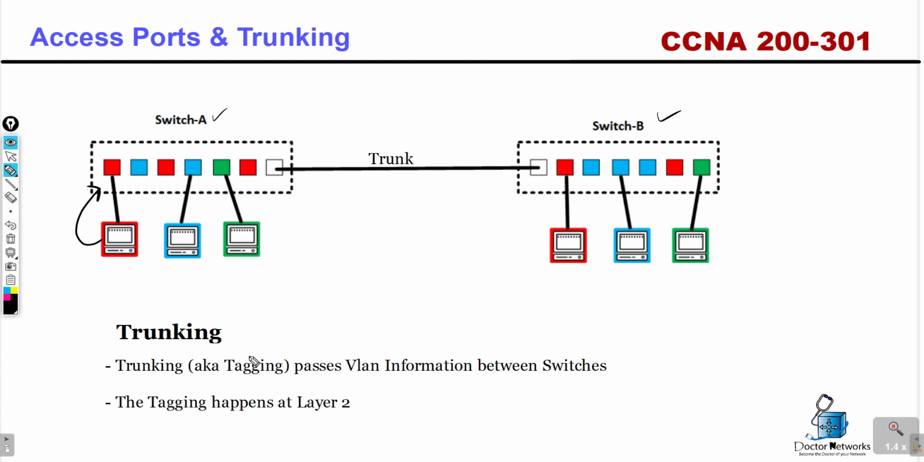Trunking, aka tagging, passes VLAN information between switches, period. This is actually a very precise definition of trunking. We will go into the technical details on the next slide, but bear with me. Here comes the red VLAN sending a broadcast as it always does.